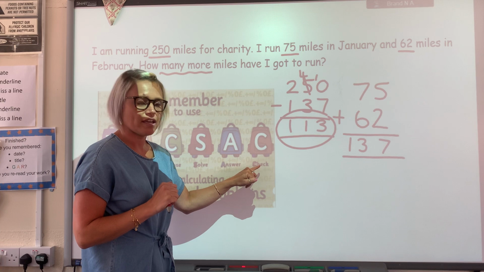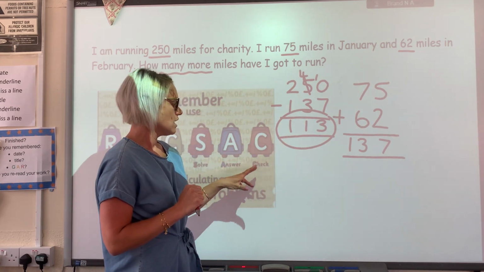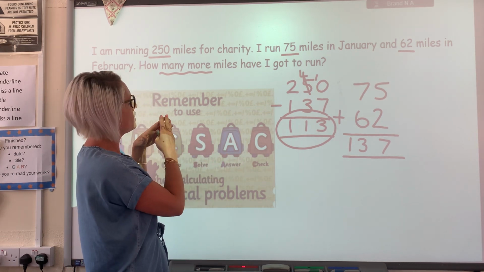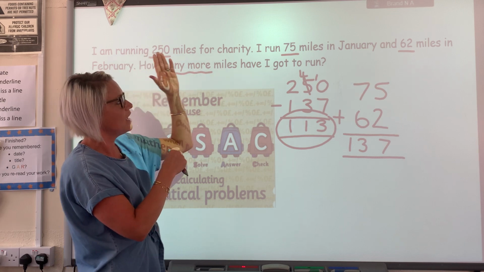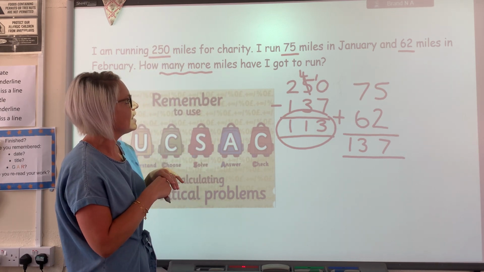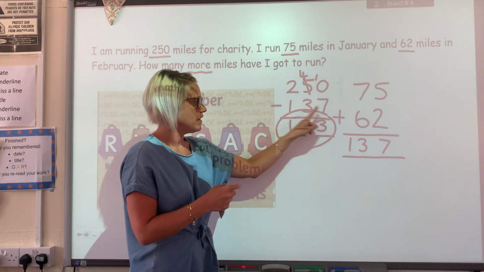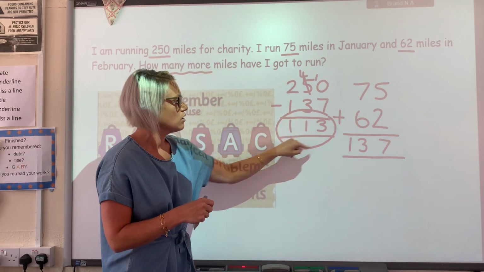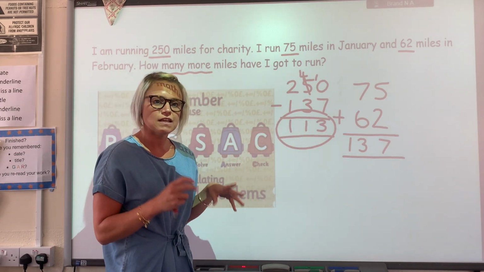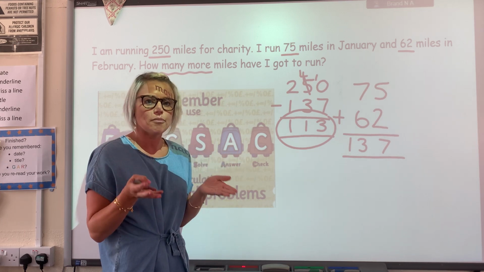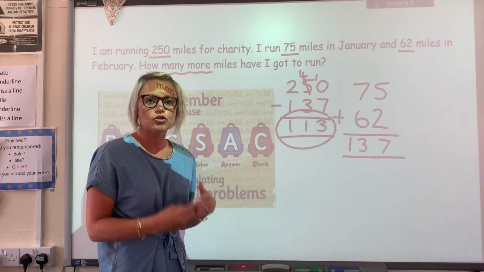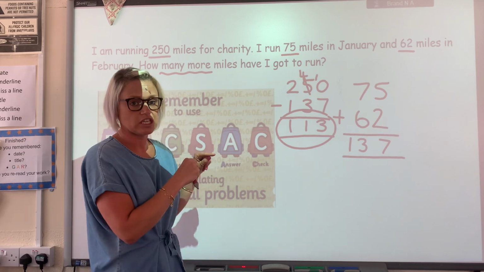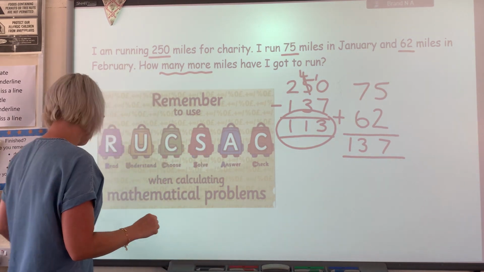Remember then you would need to check. So you go back through your calculations and see if it's all correct. Think to yourself, does it make sense? Let's read it again. So I'm running 250, I've run 75 and 62 miles already. How many more miles have I got to run now? If you'd done this wrong and added those together, then this number here would have ended up bigger than 250. So that's when alarm bells should be ringing, because that can't be correct, because we've knocked miles off because we've run some already. So you've got to think really carefully, does my answer make sense to what the question is asking me? Okay, always check.